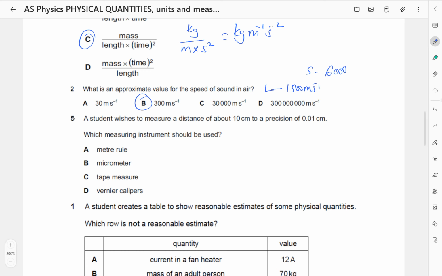A student wishes to measure a distance of about 10 centimeters to a precision of 0.01. This is a vernier caliper. I have already mentioned that. So without hesitation, the answer here is a vernier caliper because of the precision. I said a meter ruler measures 0.1 decimal place as the least count. A micrometer screw gauge would measure 0.001 in centimeters. That is the least count. And the tape measure will have almost the same as the meter ruler.